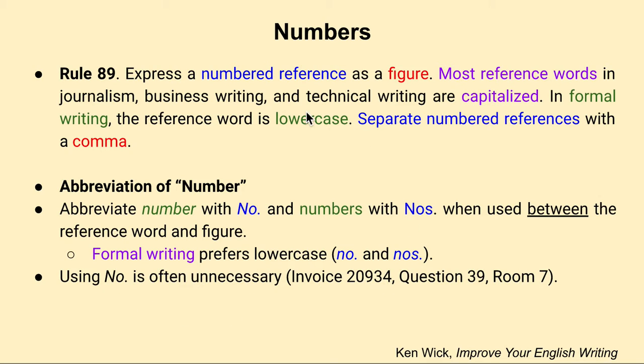And using number is often unnecessary. If you weren't sure what a numbered reference was, well, like, you said, invoice number or question number or room number, but actually the word number is not really necessary. You can just say question 39, room 7, invoice 2934. So if you had the word number between any one of these, like room number 7, it would be room capital N-O period. And if you were doing formal writing, it would be lowercase n-o.